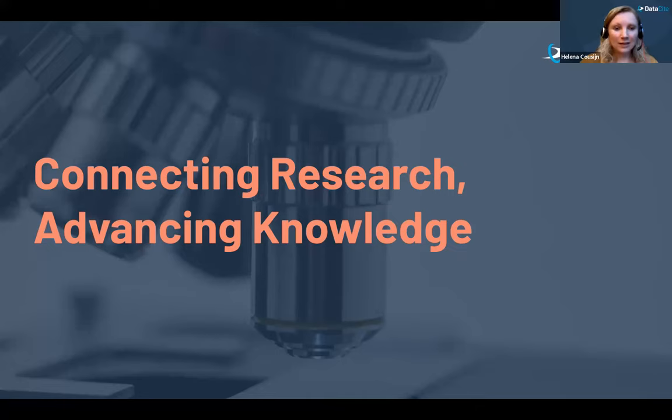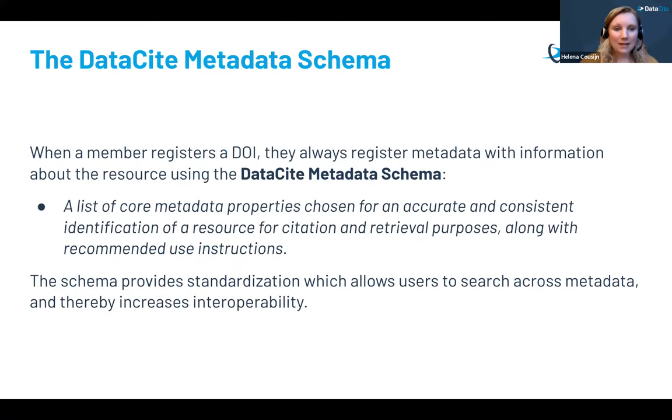If we go to the next slide. So our members, when they join DataCite, get access to our services, and they then have the ability to register DOIs for their research outputs. And when they register a DOI, they always have to register metadata with information about the resource that they're registering a DOI for. And to do that, to register the metadata, they use the DataCite metadata schema.